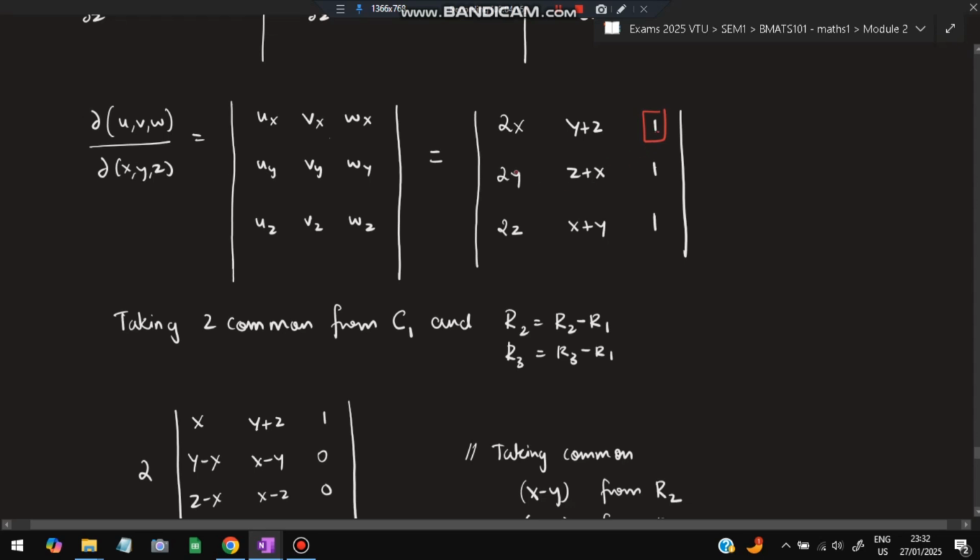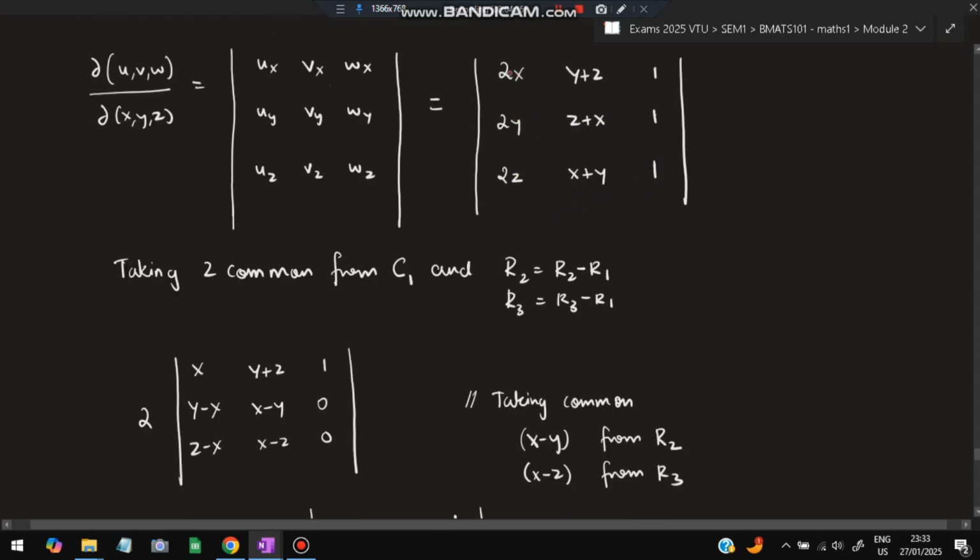This one into this minus this, minus this one into this into this minus this into this. Like that we can do, but for simplification purposes there is a common 2 here, right? So we'll take 2 as common from c2, and we'll do r2 is equal to r2 minus r1.